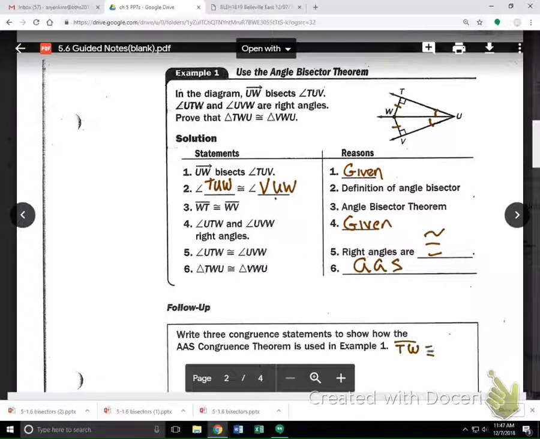TW is congruent to VW or WV. And then which angles are congruent? One is just a one angle letter name and the other one's a three letter name. So angle T is congruent to angle U. And then we know that angle TUW is congruent to angle VUW. Yep. Let me fix that V so it doesn't look like a K. Angle TUW is congruent to VUW.